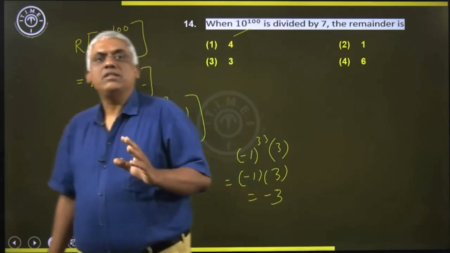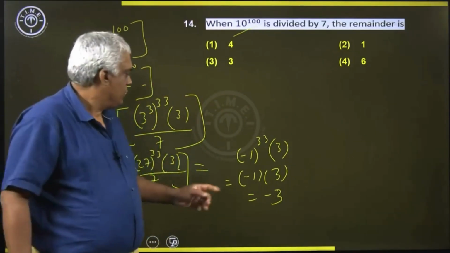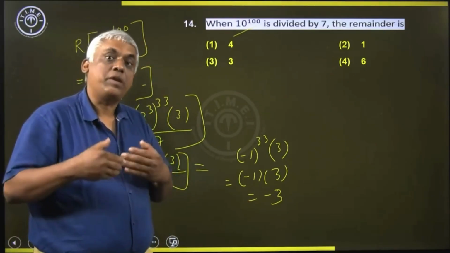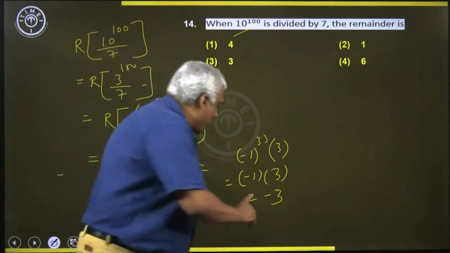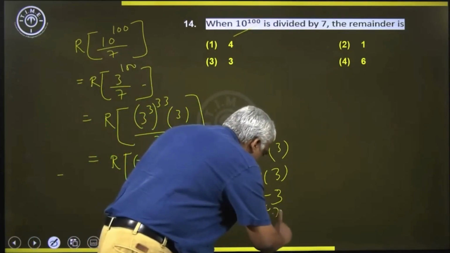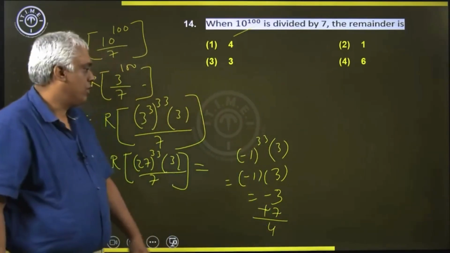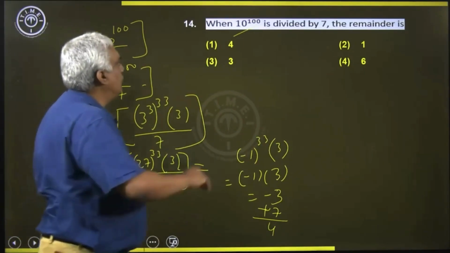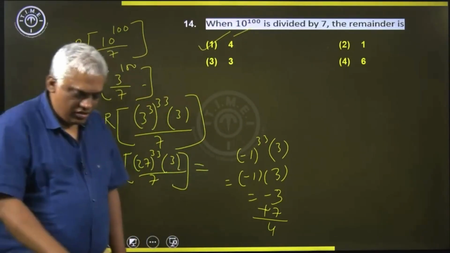See, division is nothing but repetitive subtraction. So we have got remainder minus 3, but the remainder cannot be minus 3. It means we have subtracted 7 more times than needed, so we have to add 7 here to make it positive. So the remainder will be 4. So the remainder is 4 for this question, so the answer is 4, which is option 1. Let's try the next one.